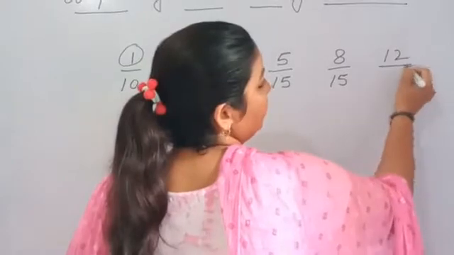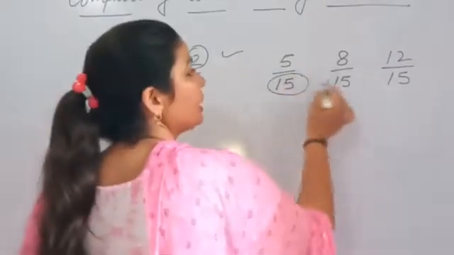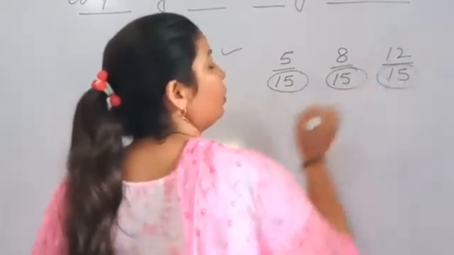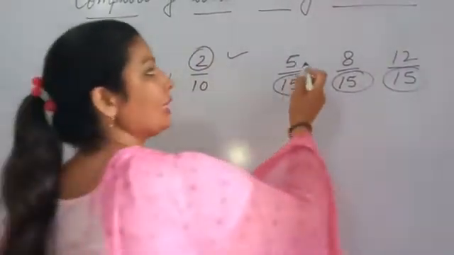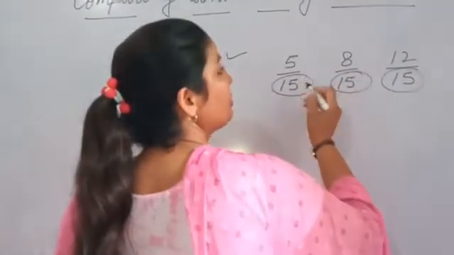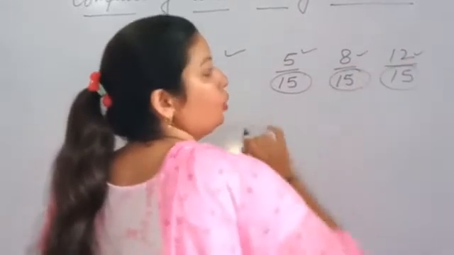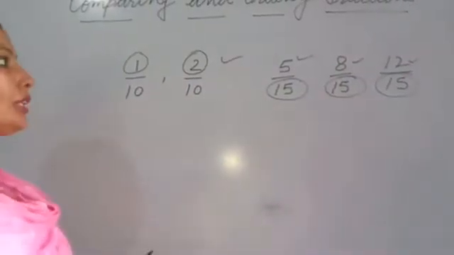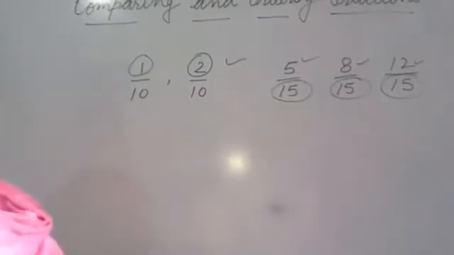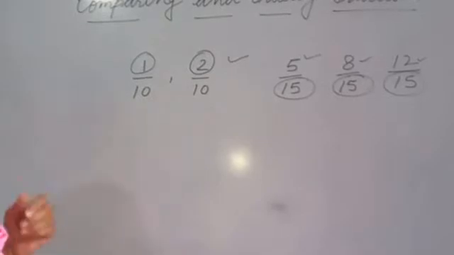12 upon 15. Now in these, all denominators are same. So now you will compare by numerator. There is 5, there is 8, there is 12, so that means 5 is the smallest, then 8, then 12. Whenever denominators are same, that's easy. Only you will check the numerator. Which numerator is small, that fraction is small. Which numerator is big, that fraction is big.